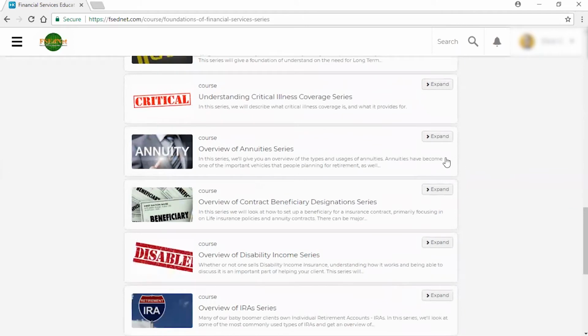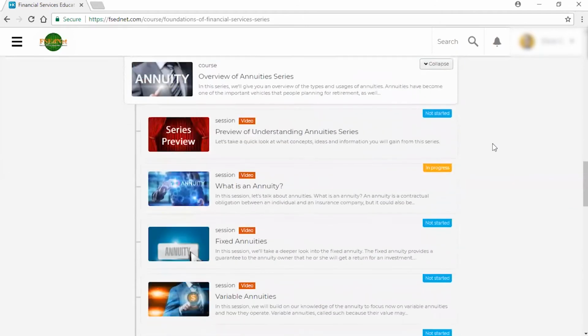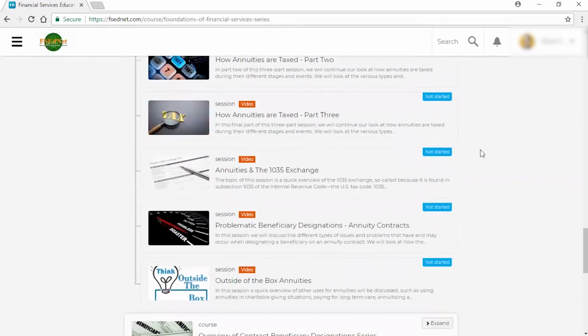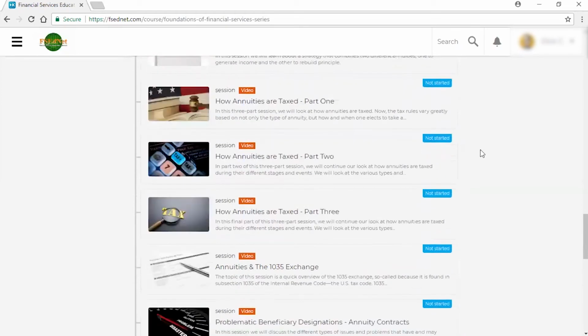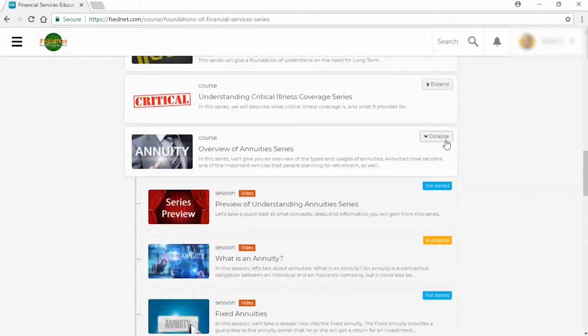Our annuity series is not just about the various kinds of annuities, but focuses heavily on how they are taxed during both the accumulation and payout phases, but also at death, at time of disability, when the kids go to college, times of emergency, and so many others.